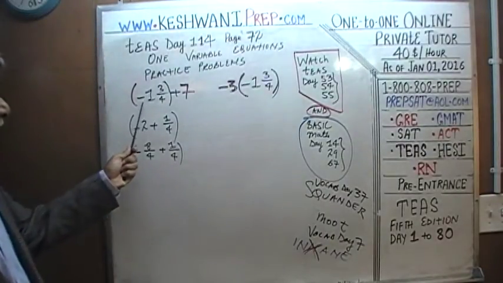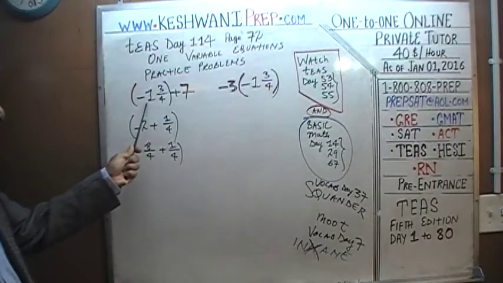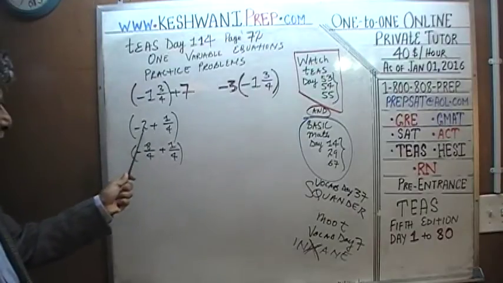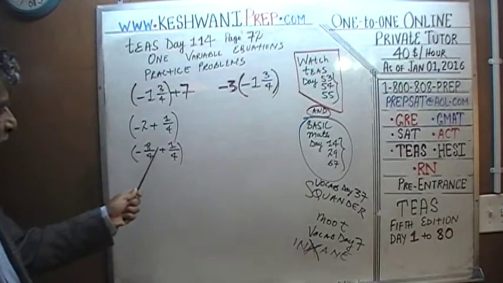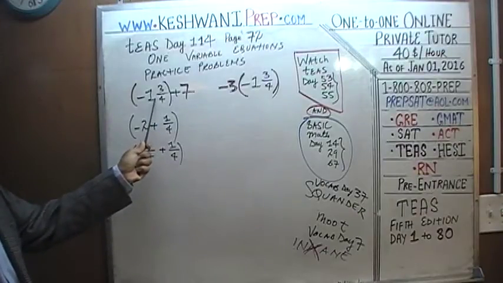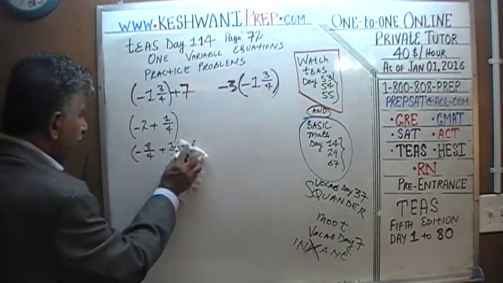Okay, so you understand now? Negative 2 and a positive quarter is indeed negative 1 and 3 quarters. Because if you add up the two figures, negative 2 is the same as negative 8 quarters. Negative 8 quarters and positive 1 quarter will give you negative 7 quarters, which is what this was. So that's what this is. So I'm going to erase this part. We don't need it anymore.